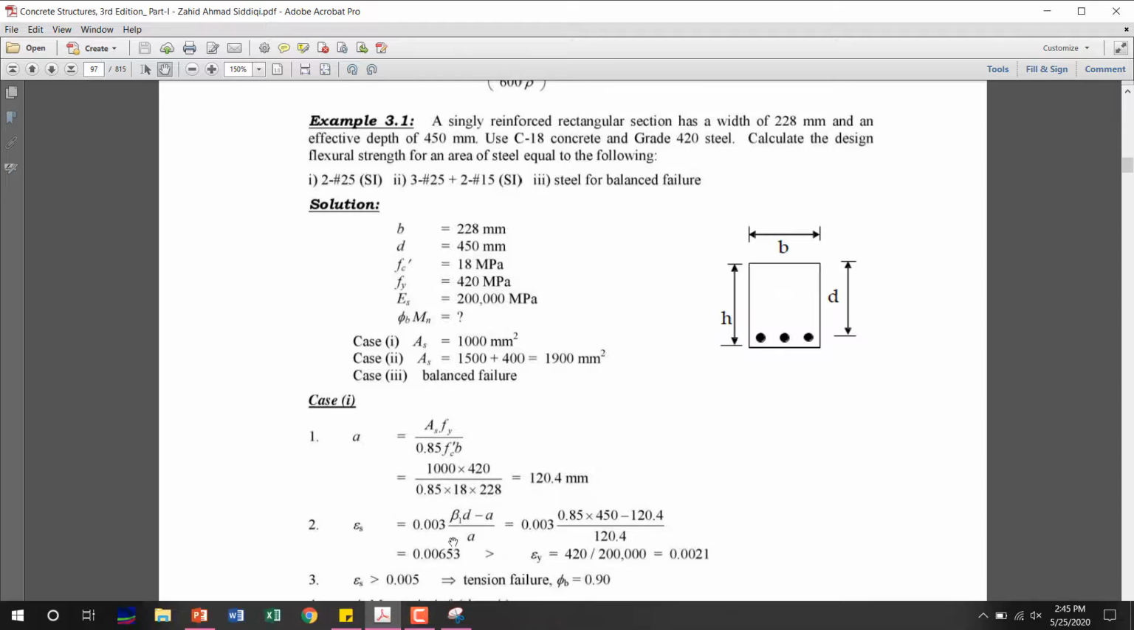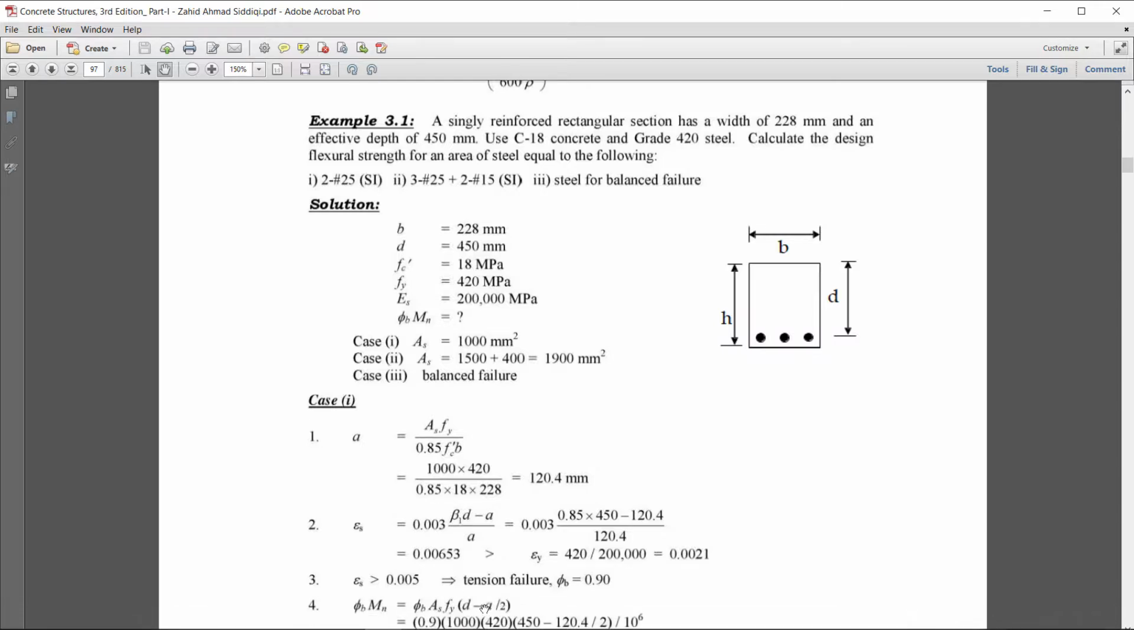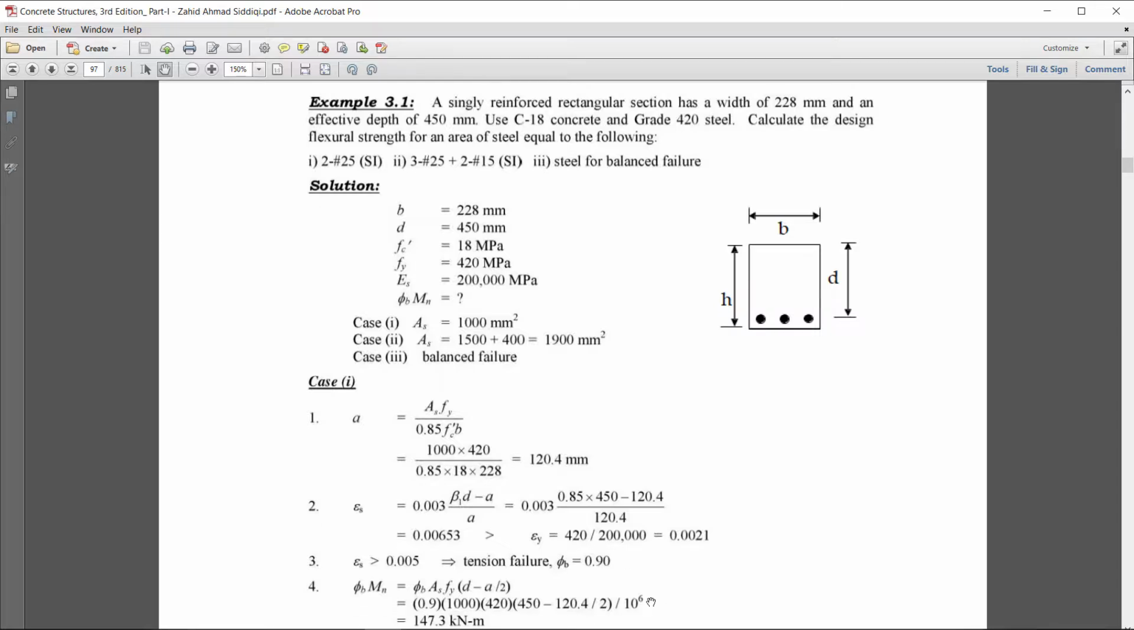So now all parameters are clear. You will apply the moment formula: phi As Fy (d minus a by 2). As is 1000, phi 0.9, Fy 420, and d 450 minus a by 2. a is what you have already calculated, 120.4, divided by 2. You will divide by 10 raised to the power 6 due to megapascal. Your answer will be 147.3 kilonewton meter. So that's how you will calculate the moment capacity with the given reinforcement. Now the first part is complete.